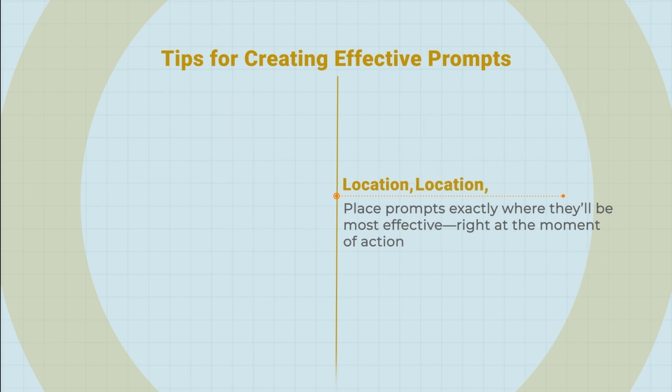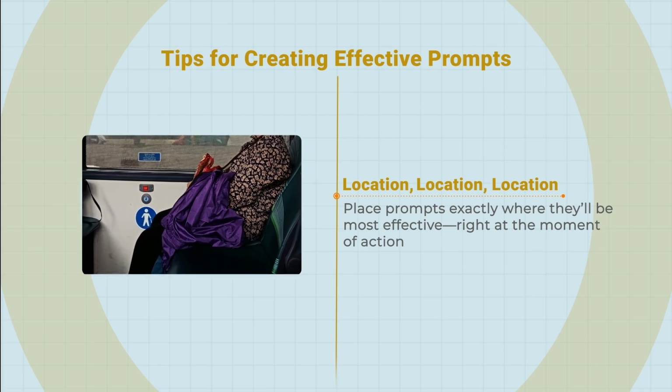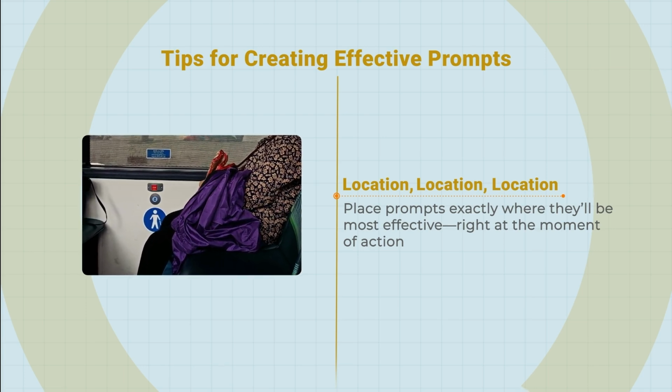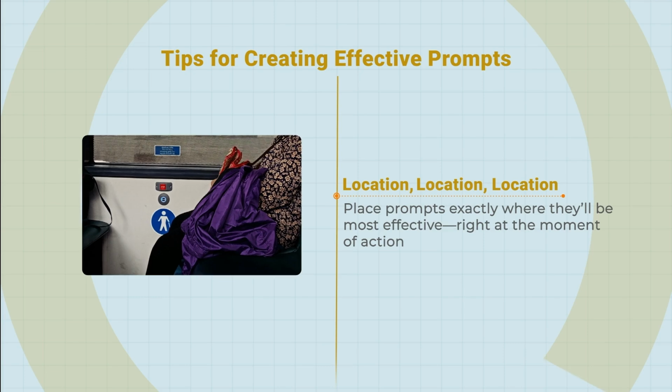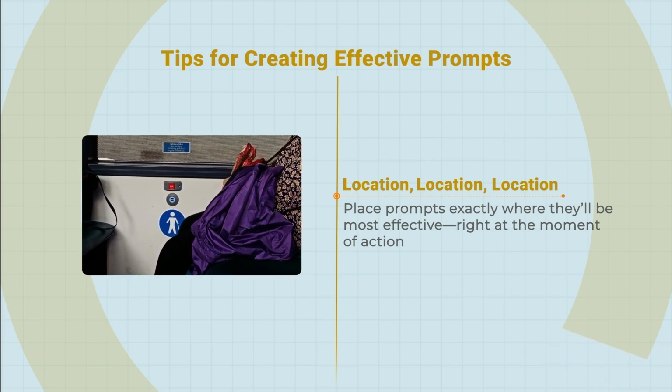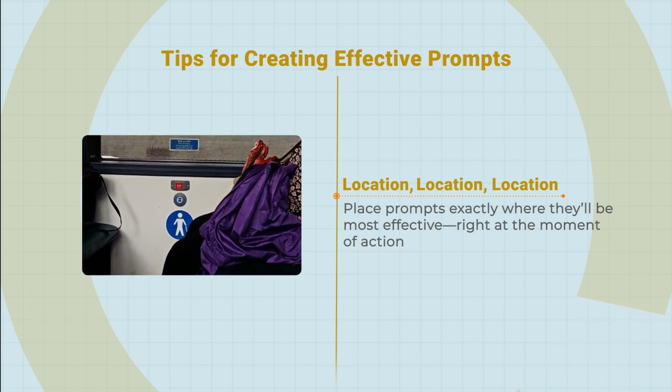Location, location, location. Put prompts right where and when they're needed. You wouldn't place a reminder to turn off the lights across the room from the light switch. In Vancouver, TransLink uses prompts on buses to remind riders to give up their seats for seniors and those with disabilities. Simple, well-located, and effective.